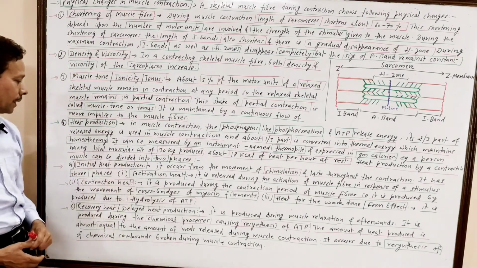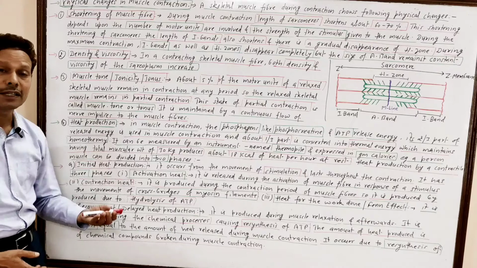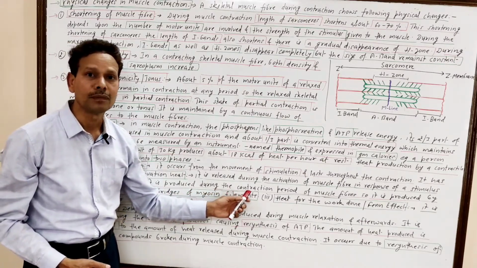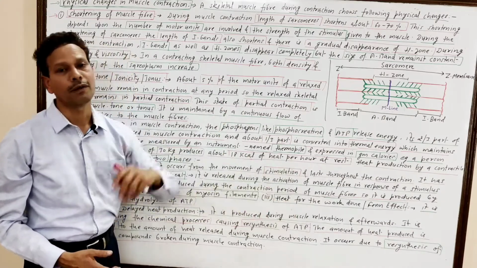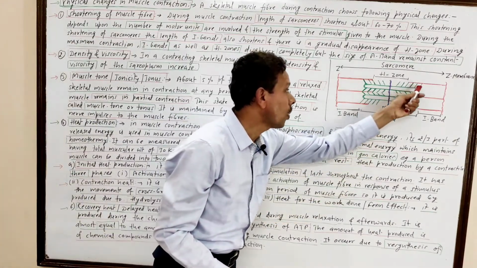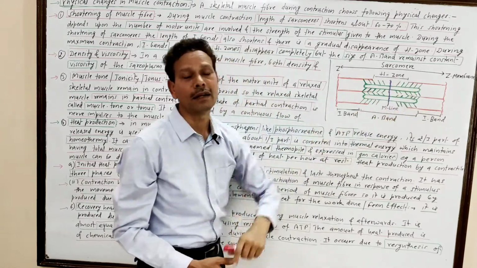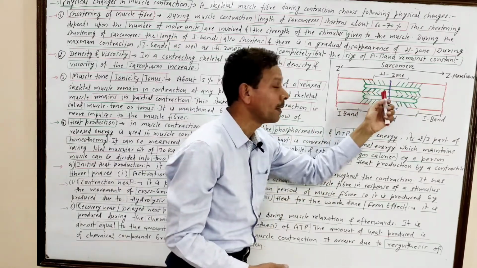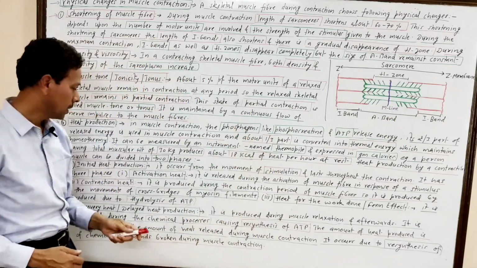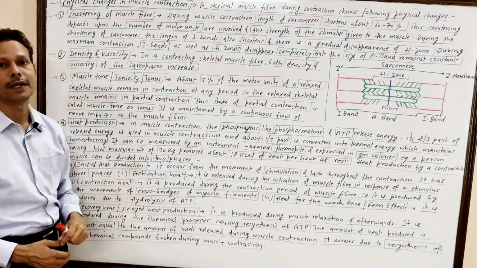Second is contraction heat. Dear students, it is produced during the contraction of muscle fibers. At this time, the cross bridges, the heads of the myosin filaments, show movements. This phase is contraction heat.